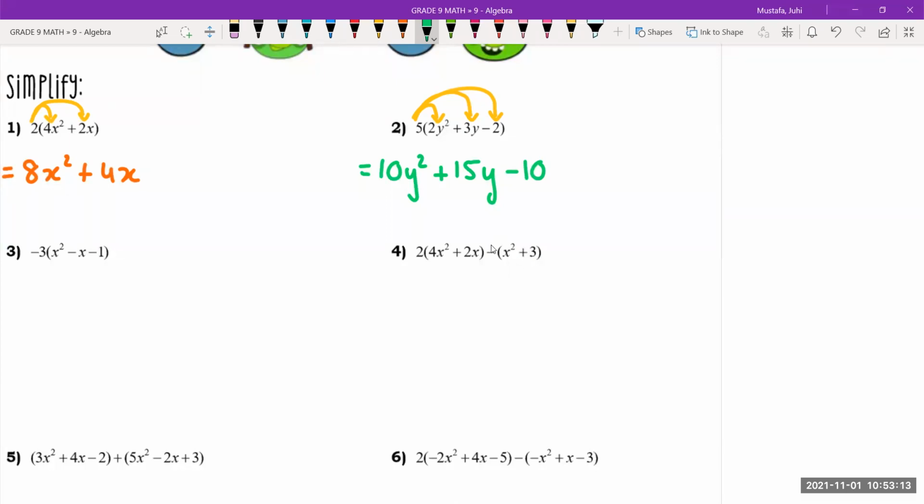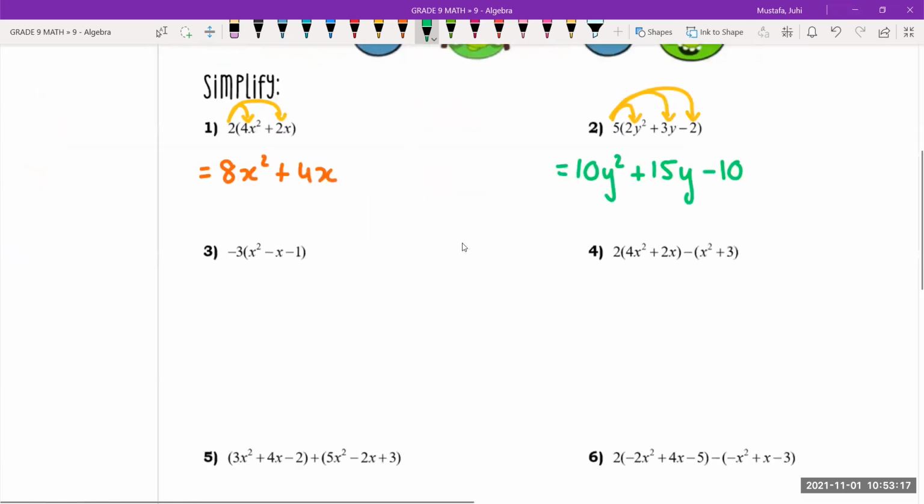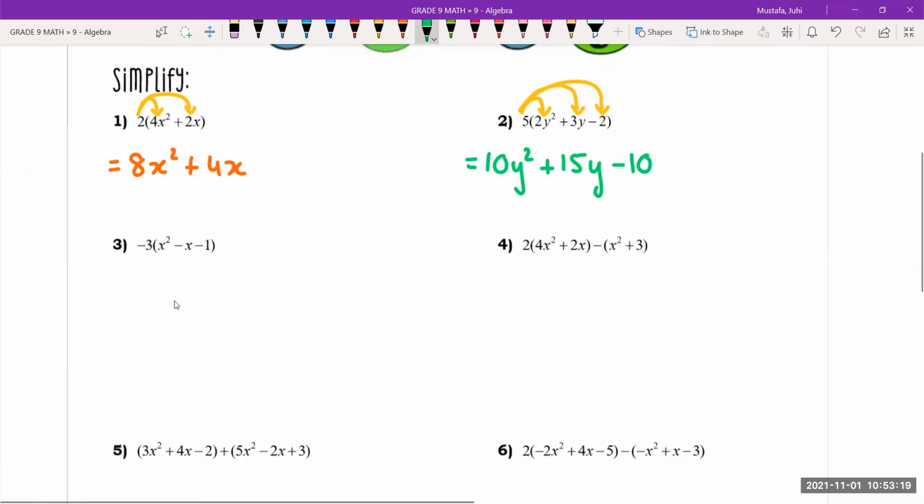Is that pretty straightforward for now? It makes sense, right? Okay, good. I got thumbs up. We're good to go. Now, actually, question 3 is just as easy. Go ahead and do it yourselves, and I'll put the answers over here.